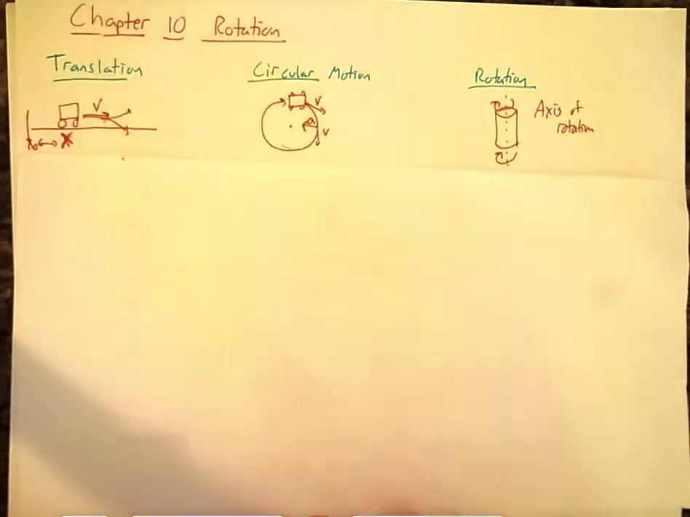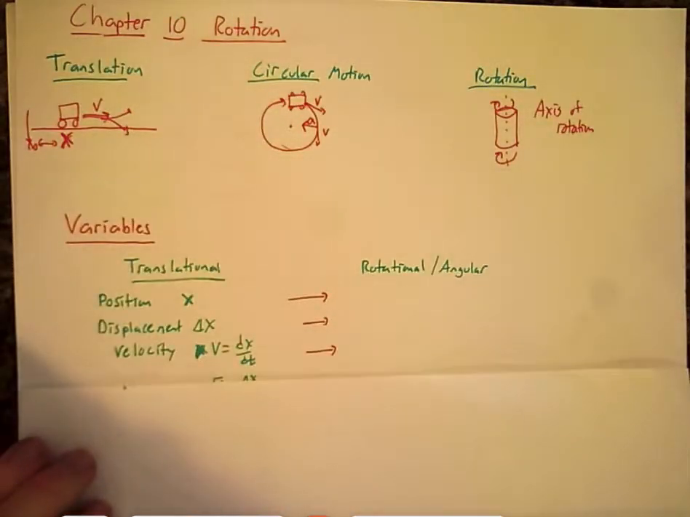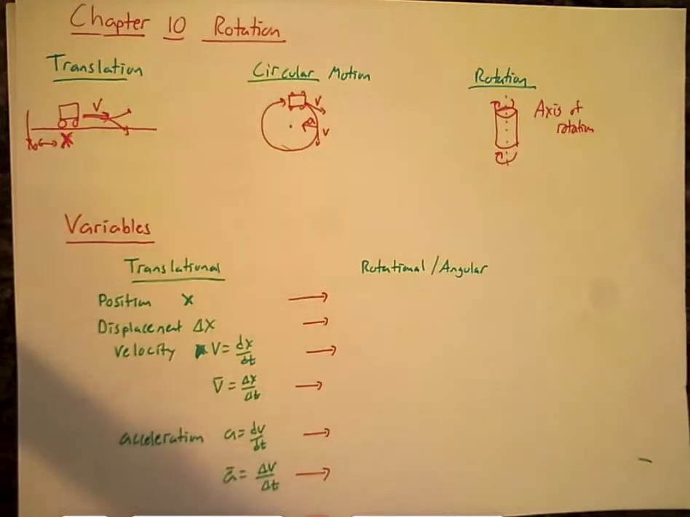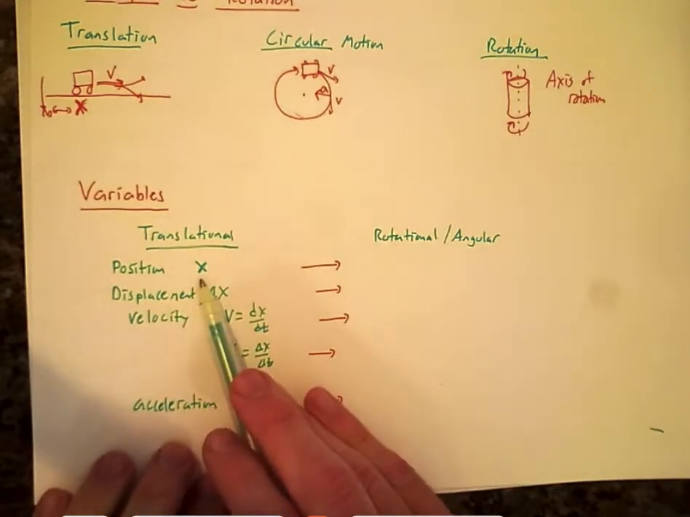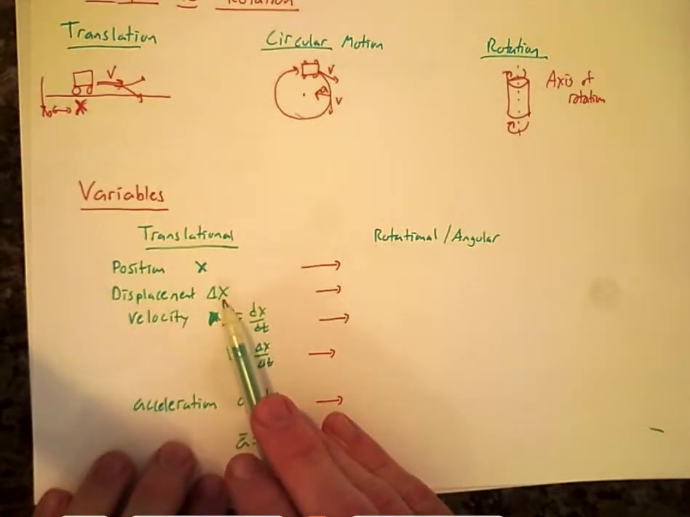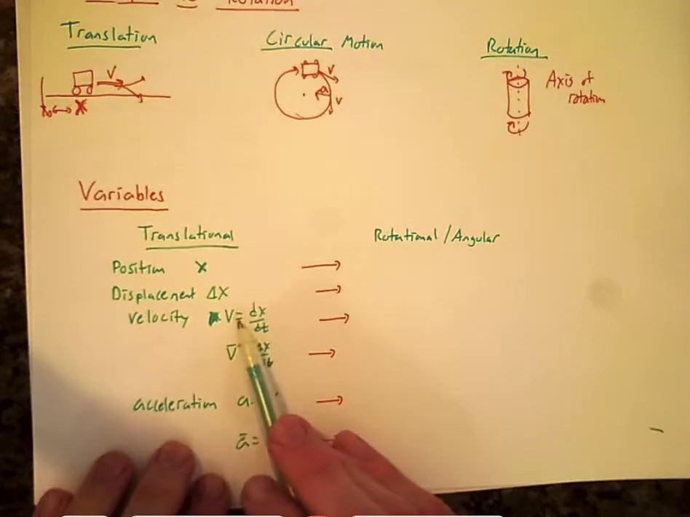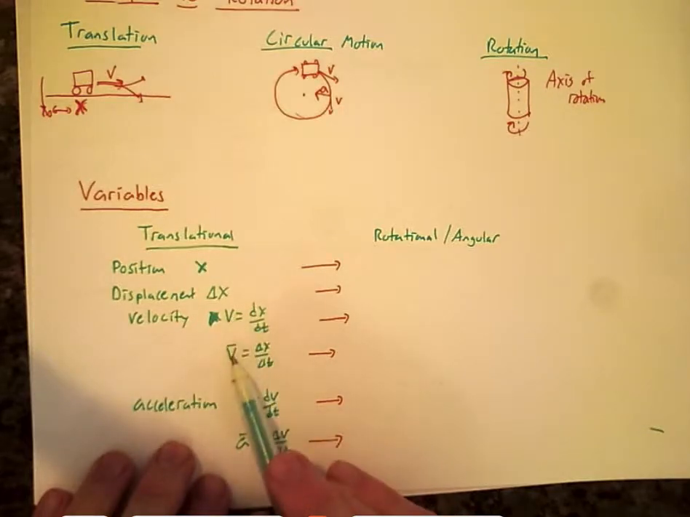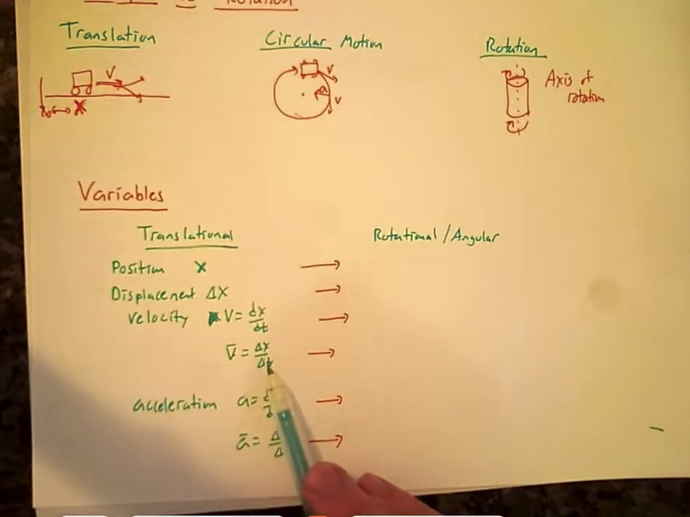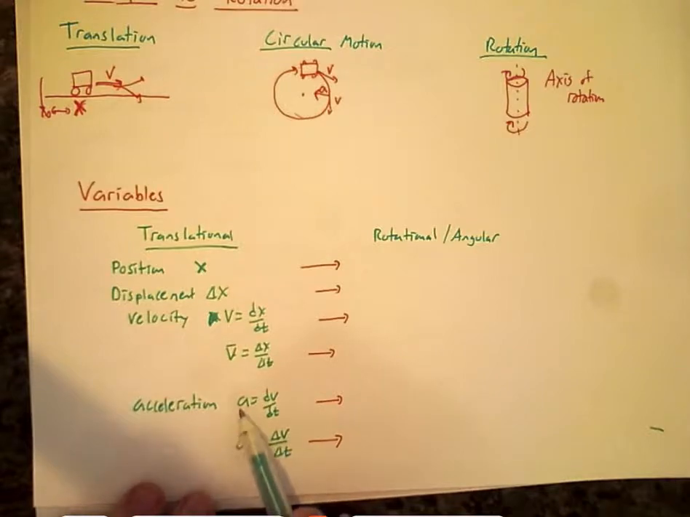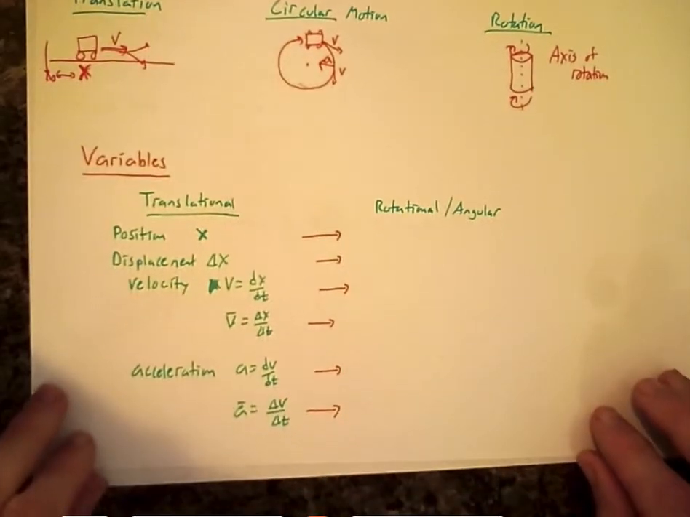All right, let's get into a couple things here. Let's talk about variables. So we have translational variables, which should be pretty familiar for you all. And those are things like position, which we mark as x, displacement, delta x, velocity, which is the time derivative of the displacement for instantaneous velocity. We have average velocity, which is a change in position divided by change in time. And then we also have acceleration, which is the time derivative of velocity, and we have average acceleration, which is change in velocity divided by change in time.